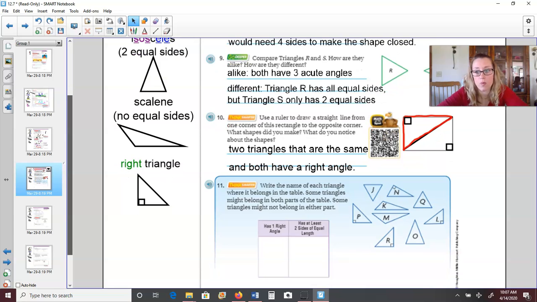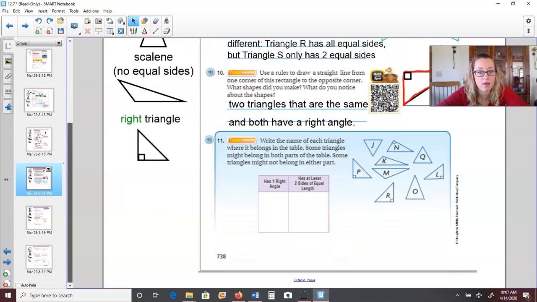All right, cool. Number 11, write the name of each triangle where it belongs in the table. Some triangles might belong in both parts of the table. Some triangles might not belong in either. Okay, so we need to sort these triangles into these two columns: either has one right angle or has at least two sides of equal length. So let's go through and find the ones that have a right angle first. What triangles do you see with a right angle? Hint, look for the square.